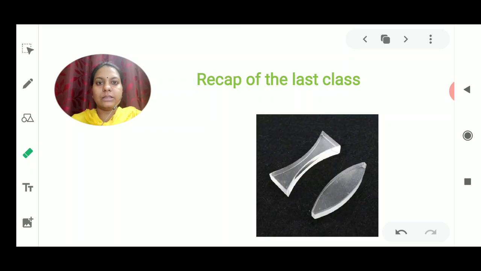Then after that we discussed the second part of the chapter, the refraction of light. In the past classes I have discussed many things about refraction, that it is a phenomenon of bending of light when it travels from one medium to another medium. When it passes from the rarer medium to the denser medium, it bends, and vice versa, the same thing happens when it passes from the denser medium to the rarer medium. The concept is that whenever a ray of light passes from one medium to another medium, it bends at the boundary where the medium changes.